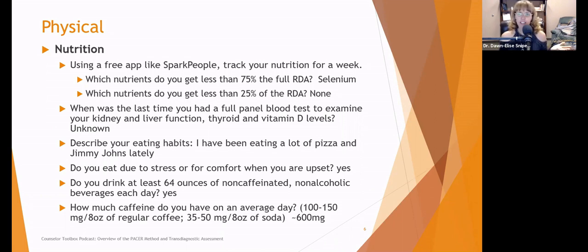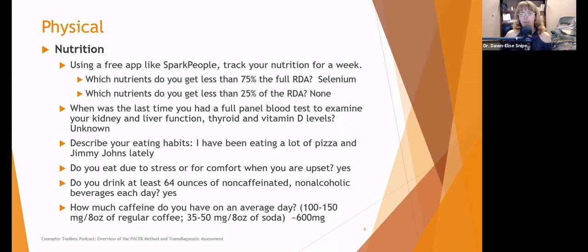Do you eat due to stress or for comfort when you're upset? She said, yeah. She eats to help her stay awake at night when she's studying. She'll go down to the vending machine and get M&Ms to reward herself if she's studying in her dorm room or whatever. Do you drink at least 64 ounces of non-caffeinated, non-alcoholic beverages each day? She says, yes. Well, that's good. She carries a water bottle around campus with her.